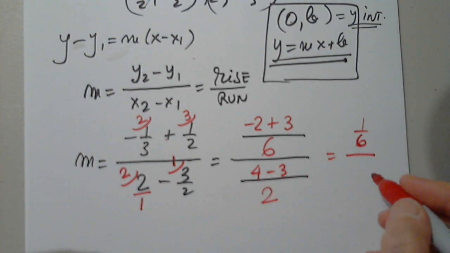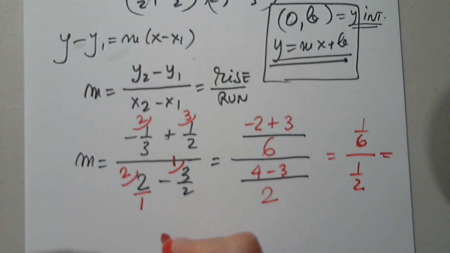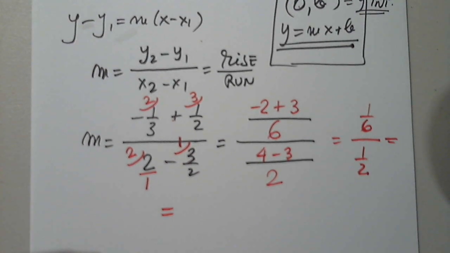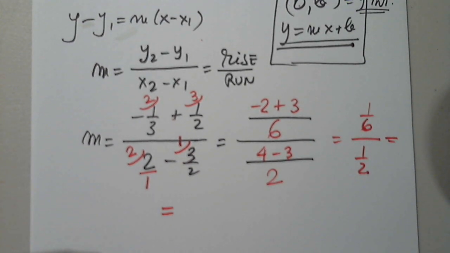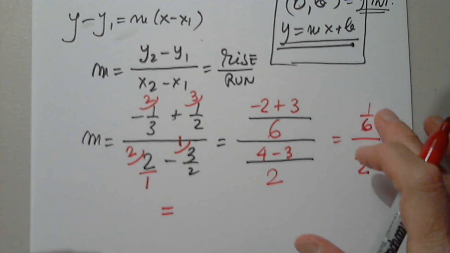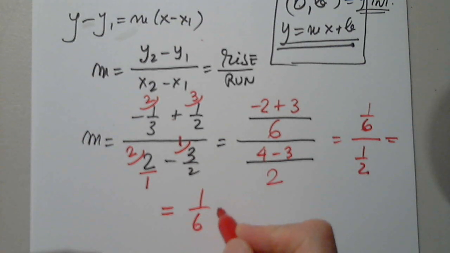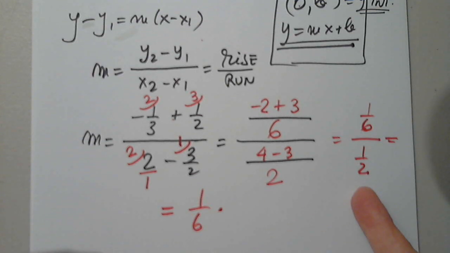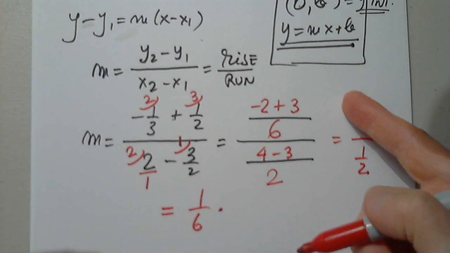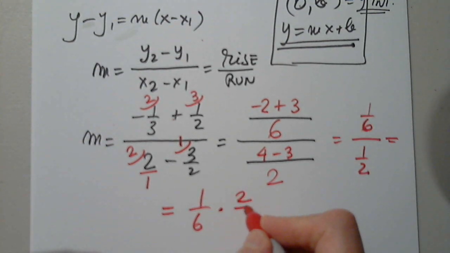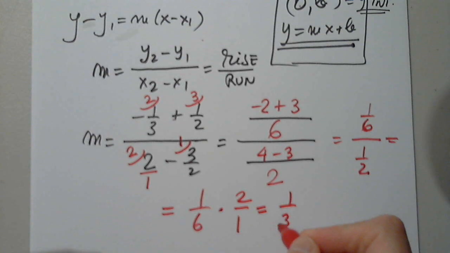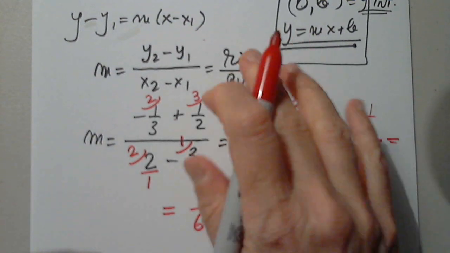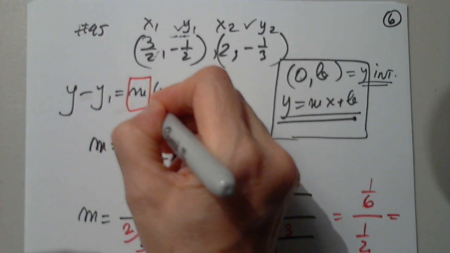The denominator, 1/2. How do I divide two fractions? I keep the fraction from the numerator and I multiply it by what? The denominator, flipped, multiplicative inverse. So 2 over 1. I simplify and I get 1/3. So I have the slope. It's 1/3.